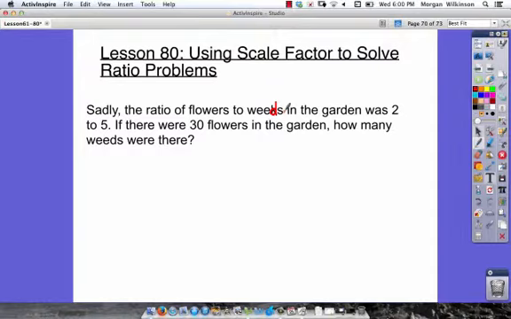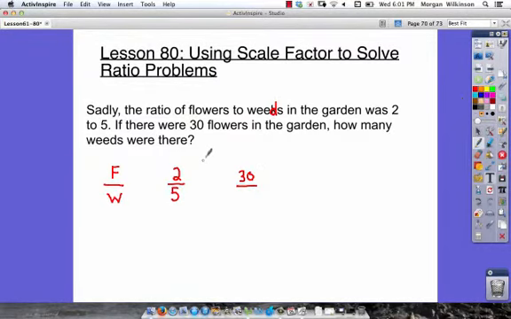So what we're going to do is say the ratio of flowers to weeds. We're going to call that F to W, and we'll make it a fraction. The ratio of flowers to weeds was 2 to 5. That means for every 2 flowers, there are 5 weeds. The question says if there were 30 flowers in the garden, how many weeds were there? That's what we need to figure out with this problem.